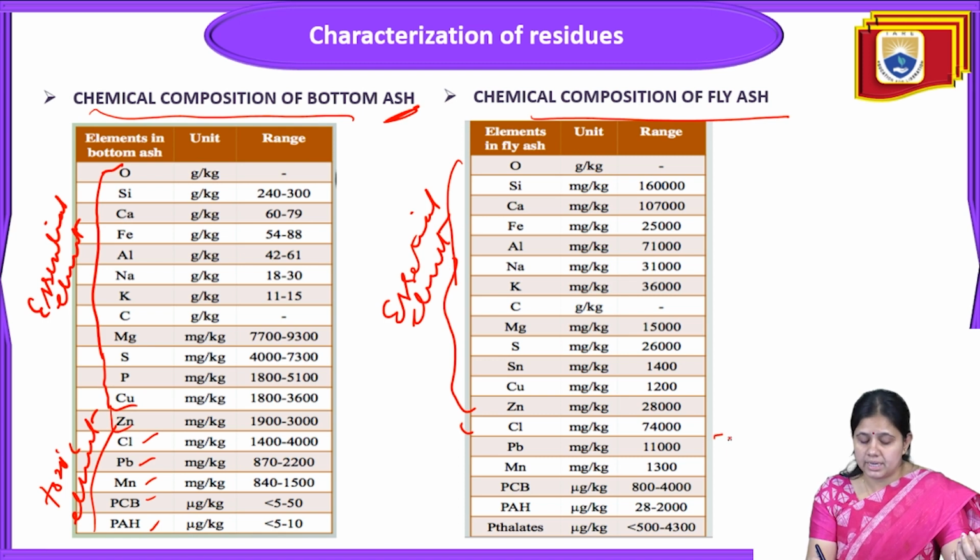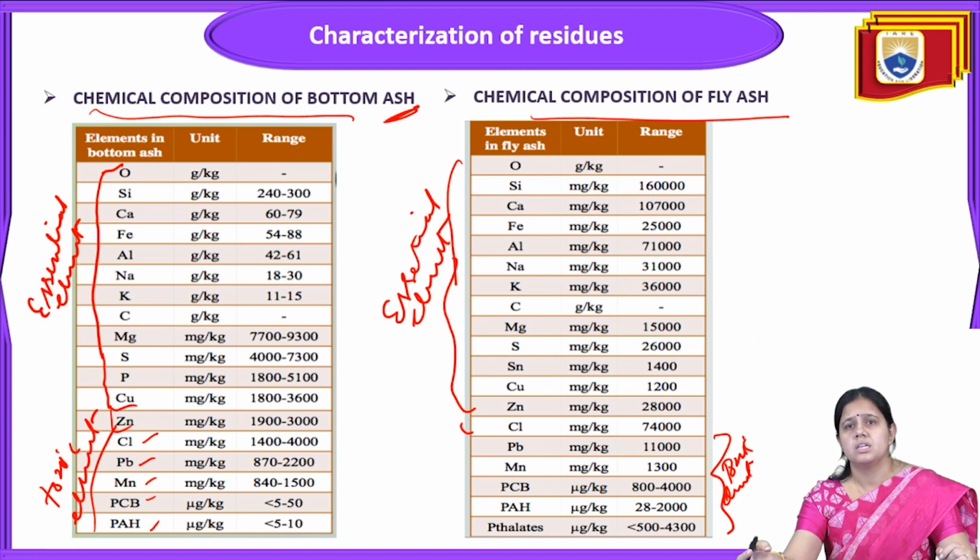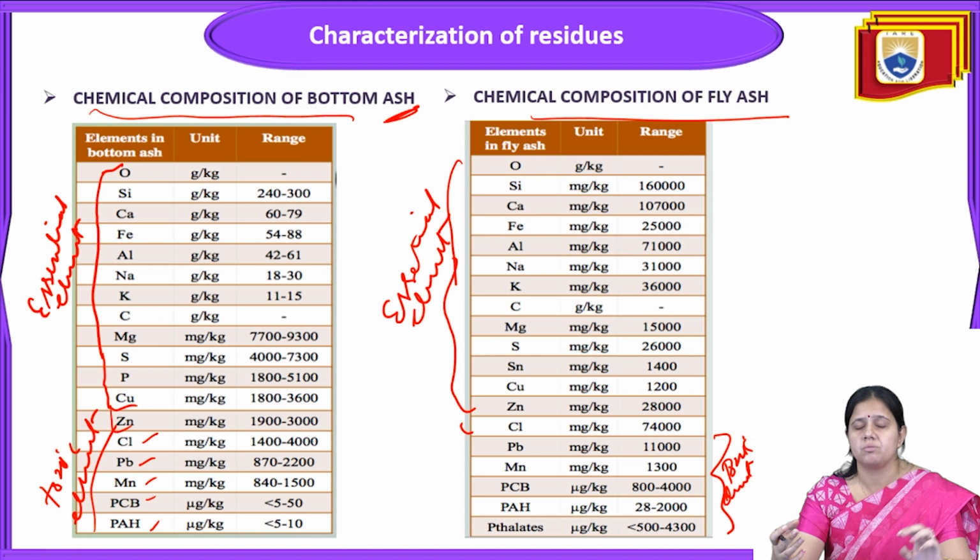But lead, manganese, PCB, they are the toxic elements. So this is the characterization of residue. We have discussed the residue that has been generated from the flue gas and its chemical composition, the chemical composition of the bottom ash and the chemical composition of the fly ash.